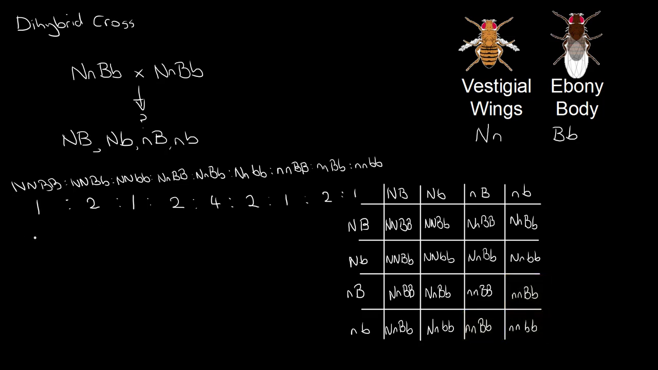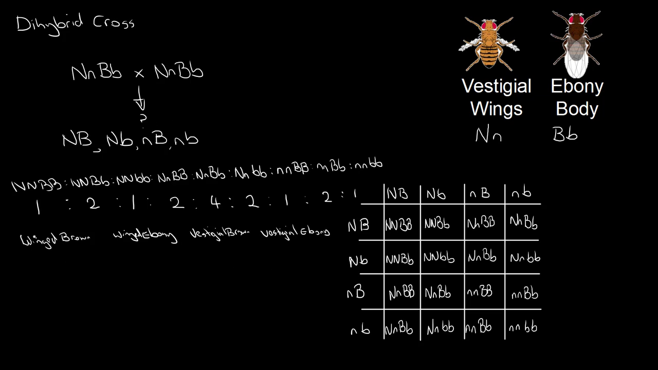So that gives us a phenotypic ratio of a normal winged brown fly, a normal winged ebony fly, a vestigial winged brown fly, and a vestigial ebony fly. So 4 possible flies.